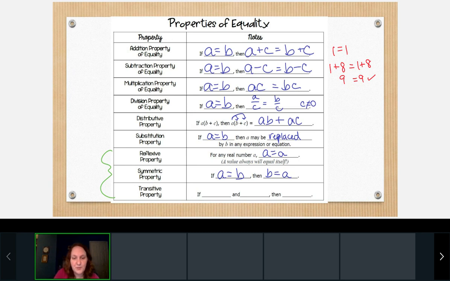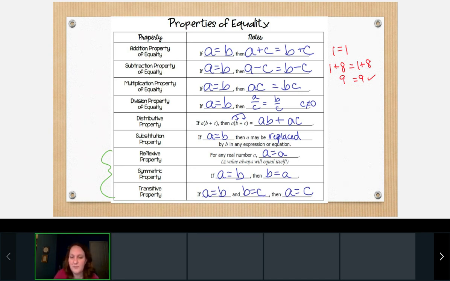And the transitive property says that if A equals B and B equals C, then you're allowed to say that A equals C. The transitive property is a very fancy version of substitution. That's all it is.